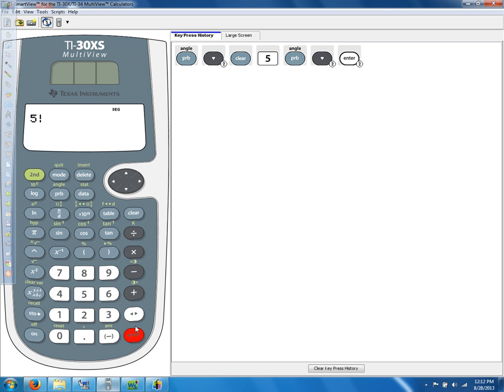Some calculators will have that exclamation point, the factorial, on a button. If you're not sure how to get that button on your calculator, I can show you while we're working.